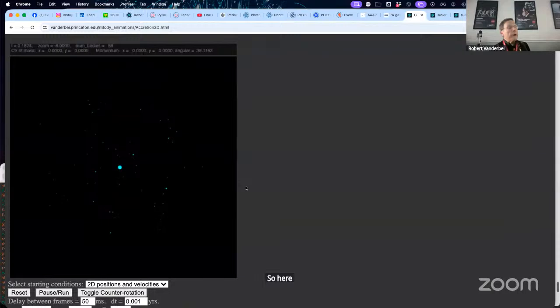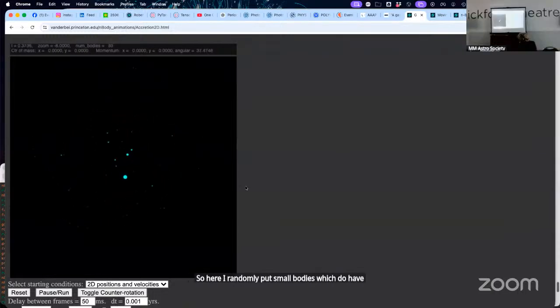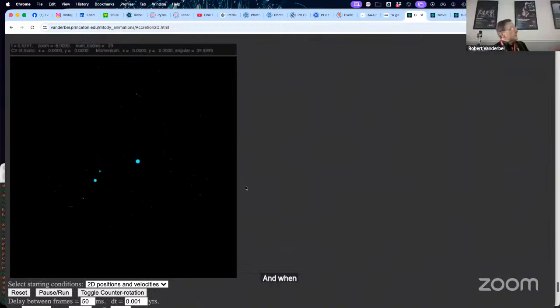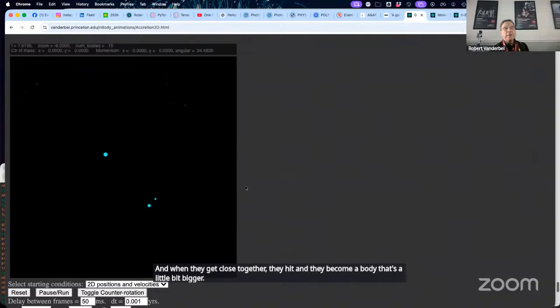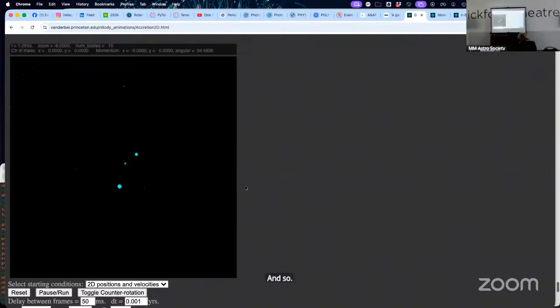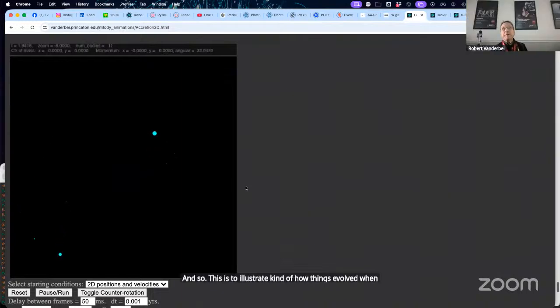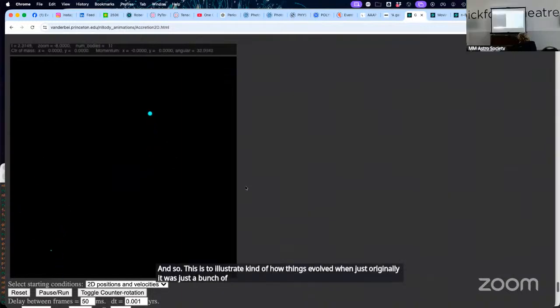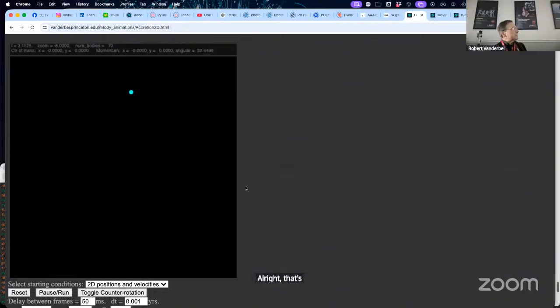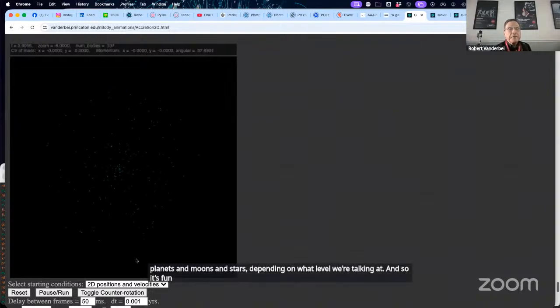So here I randomly put small bodies which do have a size. And when they get close together, they hit and they become a body that's a little bit bigger. This is to illustrate how things evolve when originally it was just a bunch of stuff and it accretes and makes planets and moons and stars, depending on what level we're talking at. It's fun. Reset this to start it from scratch.